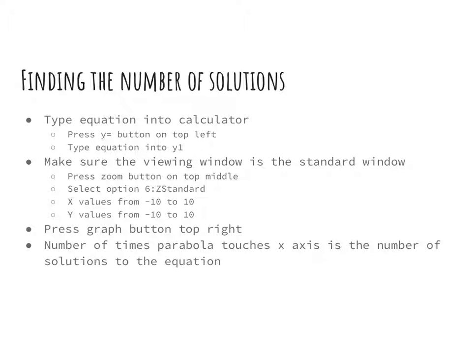Hit graph on the top right, and then what you're looking for is the number of times the parabola touches the x-axis. If it touches twice, or it touches once, or it touches 0 times. So those are the only 3 options that we have. There either can be 0 solutions, 1 solution, or 2 solutions.